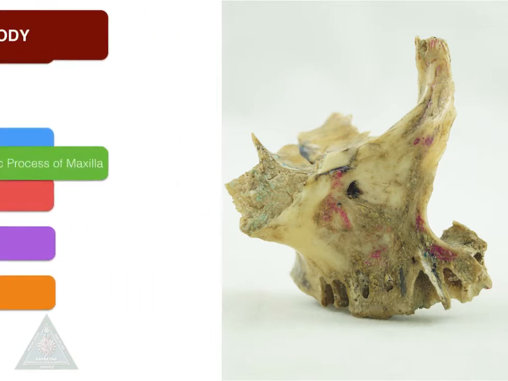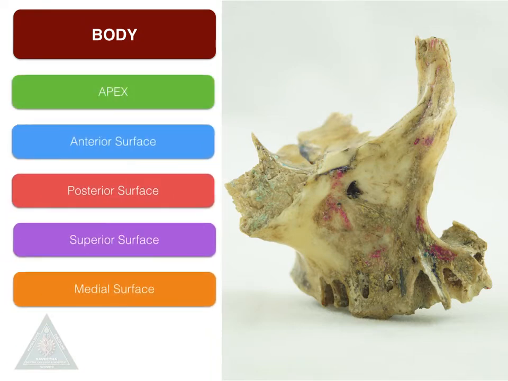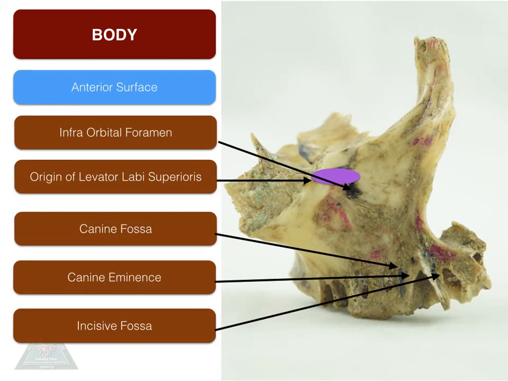Coming to the body, the apex is directed laterally and upwards. It articulates with the zygomatic bone and it has the zygomatic process of the maxilla. Moving on to the anterior surface. The anterior surface has the following parts.